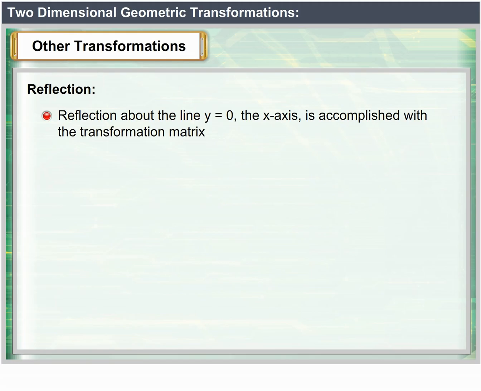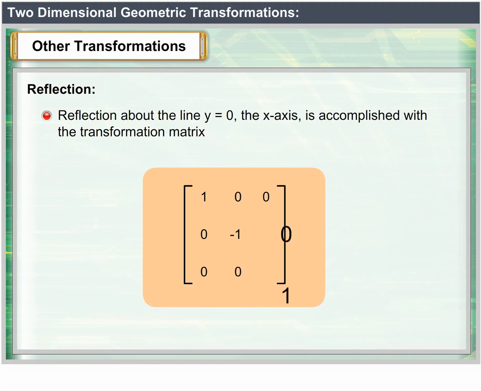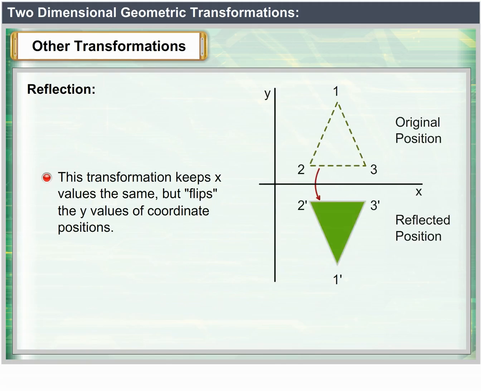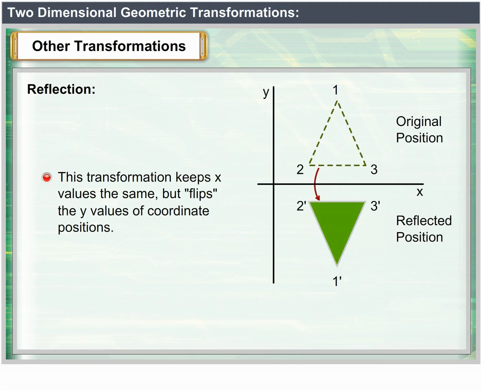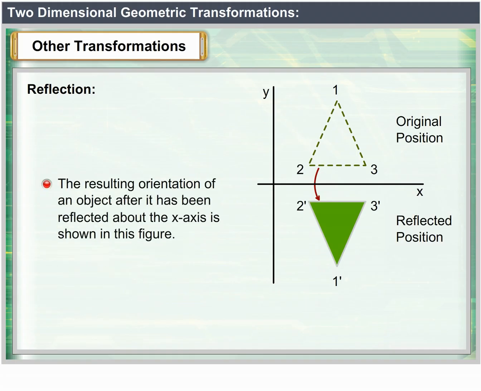Reflection about the line y equals 0, the x-axis, is accomplished with the transformation matrix, as shown on screen. This transformation keeps x values the same but flips the y values of coordinate positions. The resulting orientation of an object after it has been reflected about the x-axis is shown in this figure. This figure shows the reflection of an object about the x-axis.